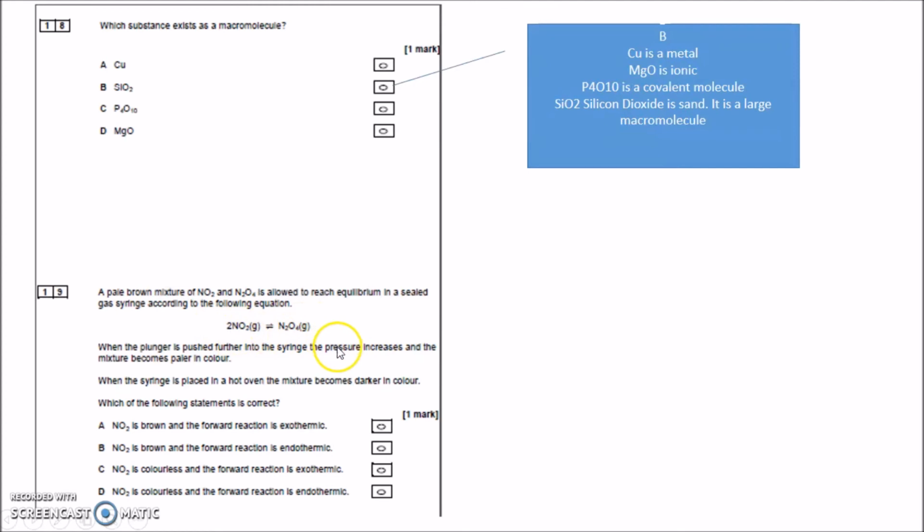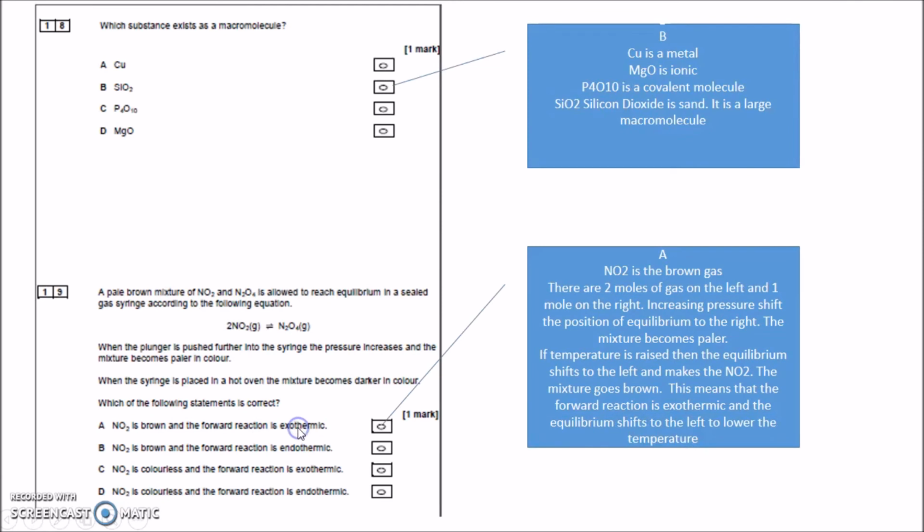So endothermic means that it will lower the temperature of the oven by Le Chatelier's principle, because the oven's hot, lower the temperature of the oven, oppose the change, and it can do that because this reaction to the left is endothermic and it will become darker in colour because we know the NO2 is brown. So this way to the left is endothermic, so to the right it must be exothermic. So NO2 is brown and the forward reaction is exothermic. The answer is A.